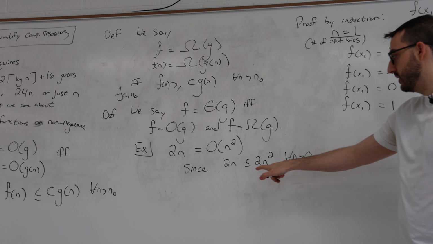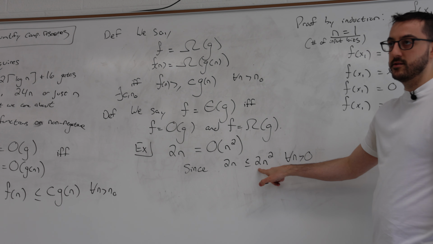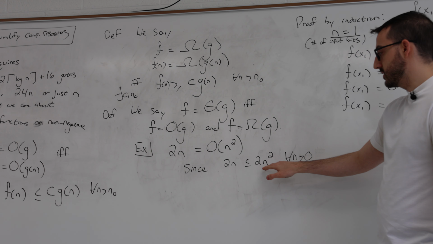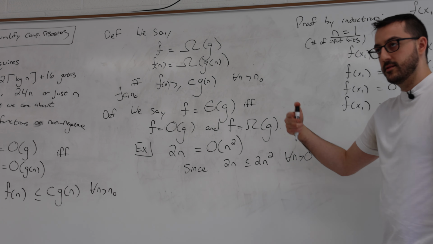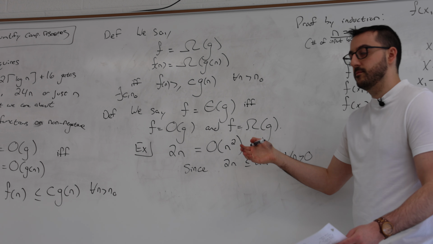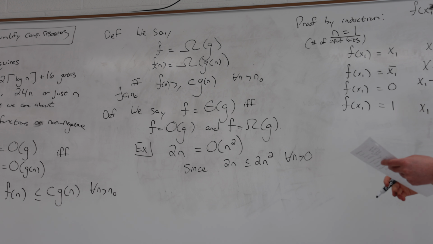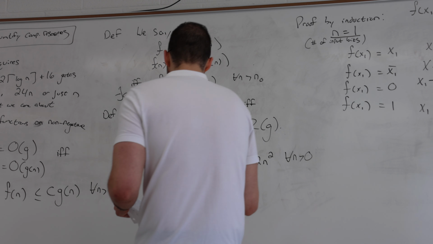So when n is 1, both sides are 2. And then as n grows, this side is obviously larger. Okay? So this is how you would prove this, I guess, or demonstrate that this is true. We'll also have another example.